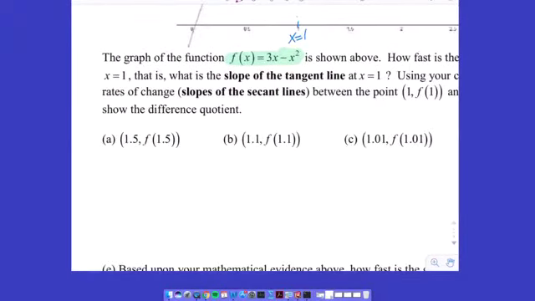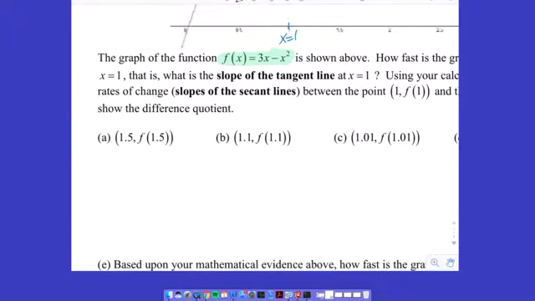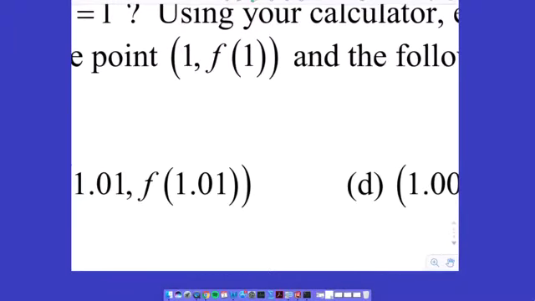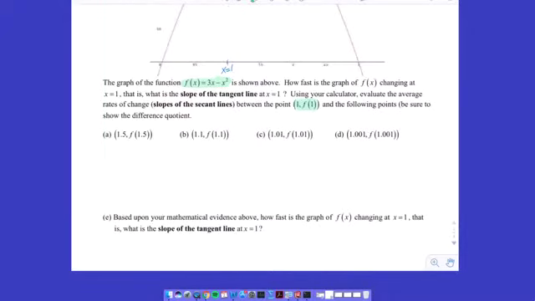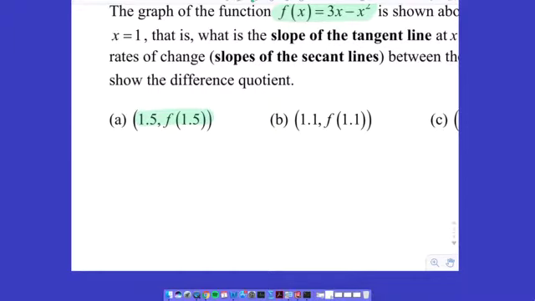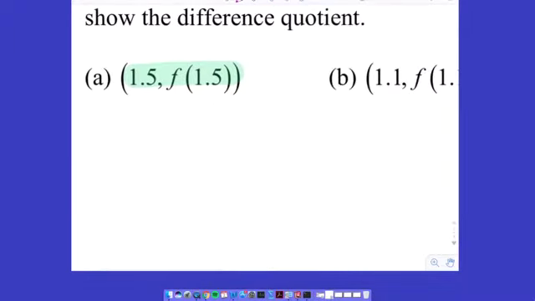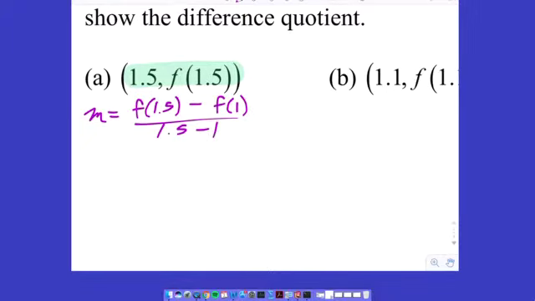Let's jump down here and say I'm going to set up the difference quotient between the point 1, f of 1, which is the point I'm really interested in, and then these are going to be my second points. So the first extra point I'm going to use is 1.5. That's a half unit away from 1. The slope of that line should be then f of 1.5 minus f of 1 all over 1.5 minus 1. You all okay with that?